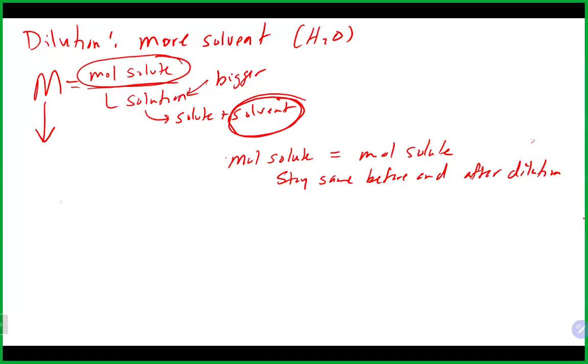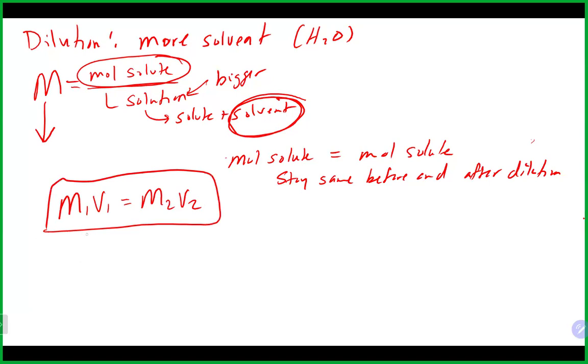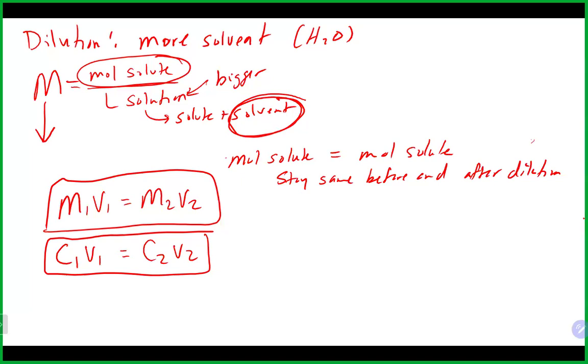Now there's an equation that goes with dilution, which is M1V1 equals M2V2. This is sometimes referred to as the dilution equation. There's also a more generic version of it, which is C1V1 equals C2V2. Because molarity is probably the most common unit of concentration, most people use this one, which is the molarity times the volume equals the molarity times the volume. This side is before your dilution, and this side is after your dilution.